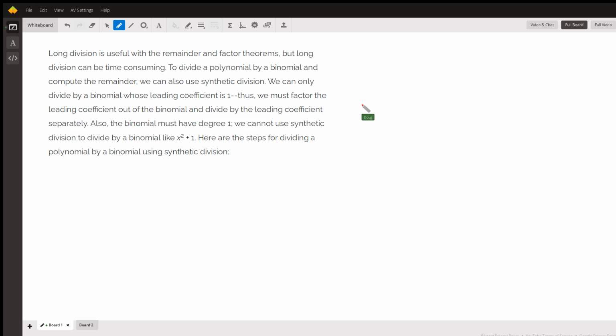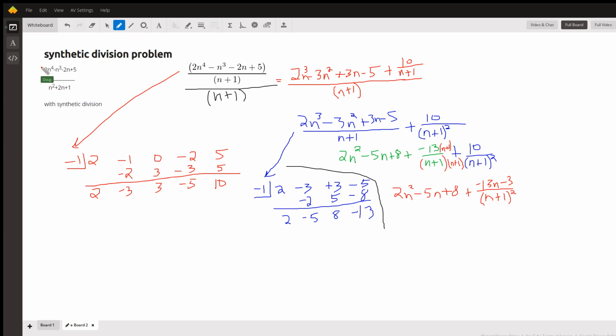So here's a bit of text off the internet indicating that when you do synthetic division, the binomial that you're dividing by must have degree 1. We cannot use synthetic division to divide by a binomial like x squared plus 1. Now, I don't know, maybe there is a way we can use synthetic division to do this problem.